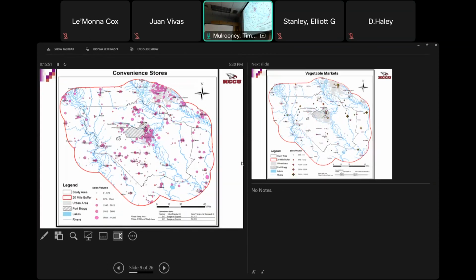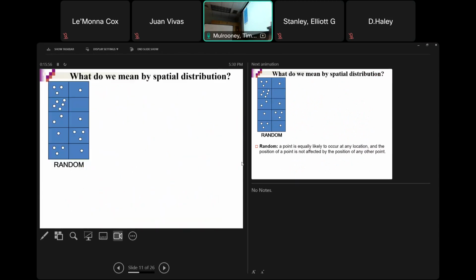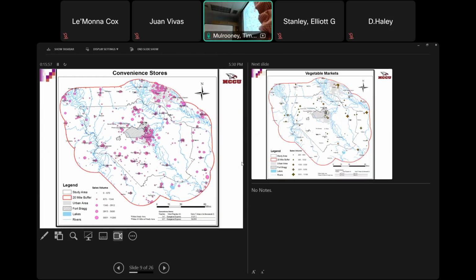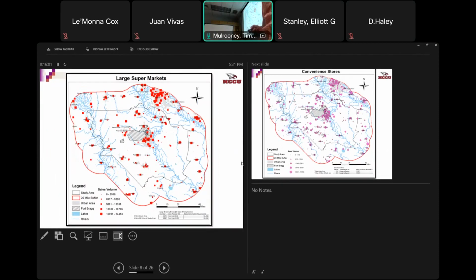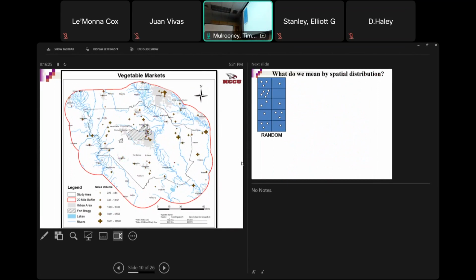But when we look at large supermarkets versus convenience stores versus vegetable markets, one challenge is that just by looking at it with our eyes, it's hard to tell which one of these is most clustered and least clustered. What does the word clustered mean? Two together, how close they are together. Because I can see some over here, and I can see some over here, but we're going to talk about ways in 2 weeks to measure it. How do we measure clustering? We have something called nearest neighbor analysis, and then we'll talk about quadrant analysis as well.